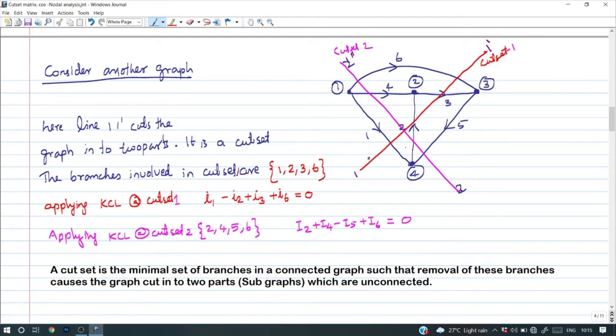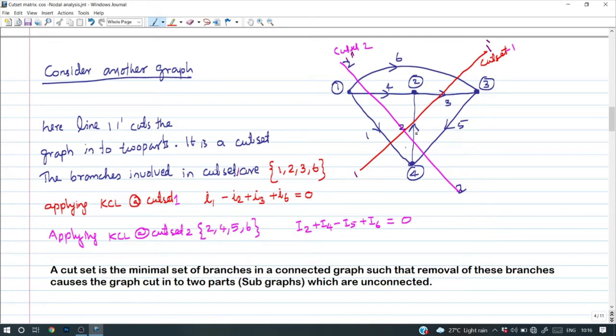The branches involved in this cut set 1 are branch 1, branch 2, branch 3 and branch 6. That is shown here. Branches 1, 2, 3, 6 are involved in this cut set. Now just like earlier, when we are applying KCL at cut set 1, the equation becomes this: branch current 1, that is I1, is moving from left to right towards this cut set 1, so it is positive. I1 is positive.